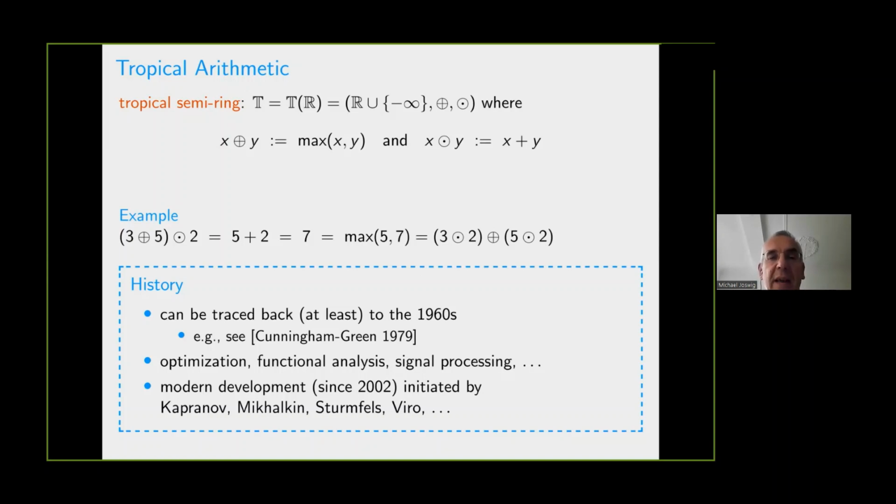And so that is the same as taking the maximum of 5 and 7, which is 3 times 2 in this new arithmetic plus in this new arithmetic 5 times 2. All right, so this is just a very easy definition of an arithmetic structure, which at first sight looks very weak. So there's no subtraction here, and therefore there's no field structure or not even a ring structure underlying, only a semiring.